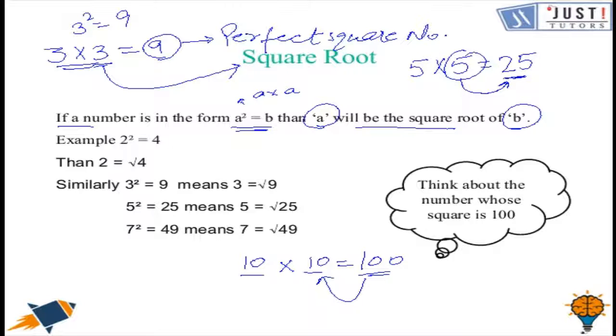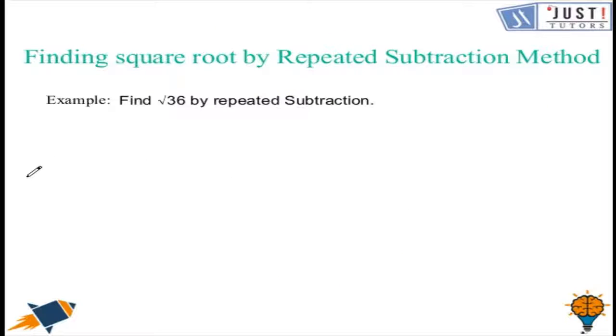Let's move forward. Before moving, I would like to tell you that there are many methods to find the square root of any perfect square number, and we can also find square roots of decimal numbers and other numbers as well. But in this video we'll just look into one method known as the repeated subtraction method. Now how does it work? In order to learn this method, we must have good knowledge of odd numbers, because we have to use odd numbers in this method.